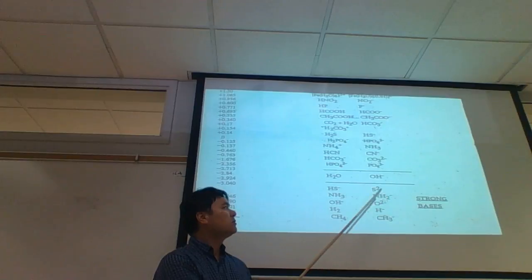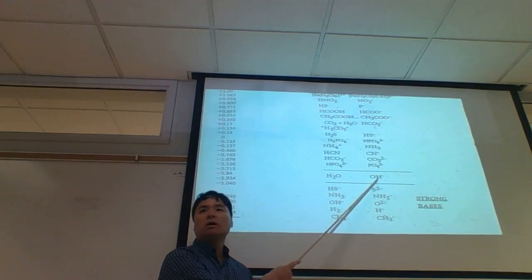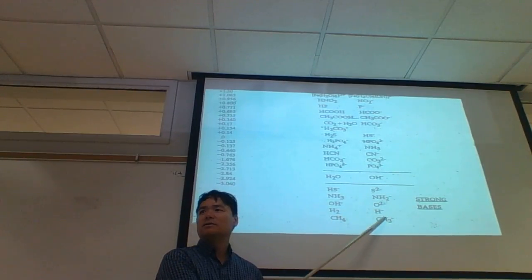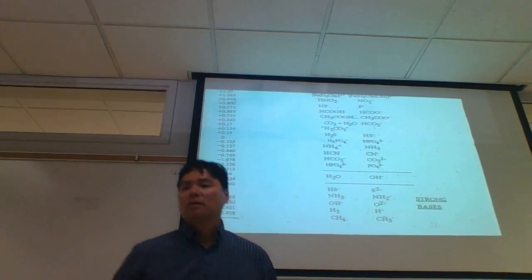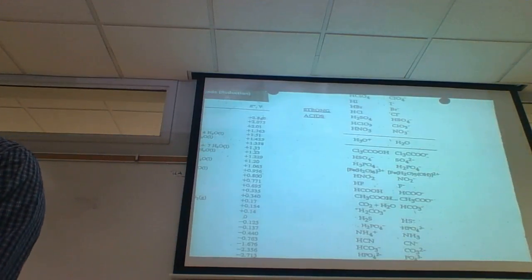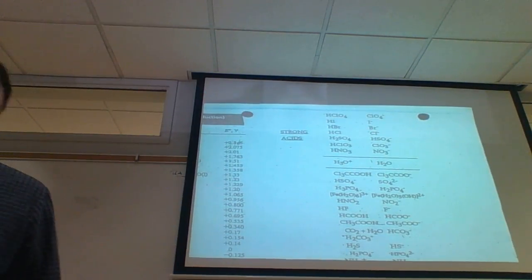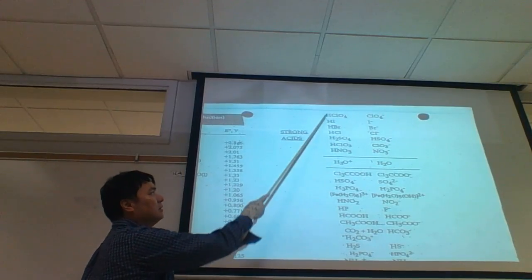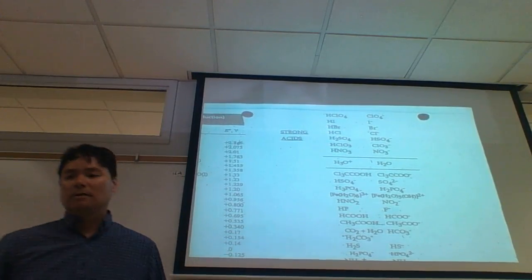In fact, this is why the strongest base that can exist in water is hydroxide. None of these bases are stable in water. The strongest acid that can exist in water is hydronium. That's it. That's the strongest acid that can exist in water. And so we have this chart that we'll be using, but there's one complication in using that chart, and that is the leveling effect.